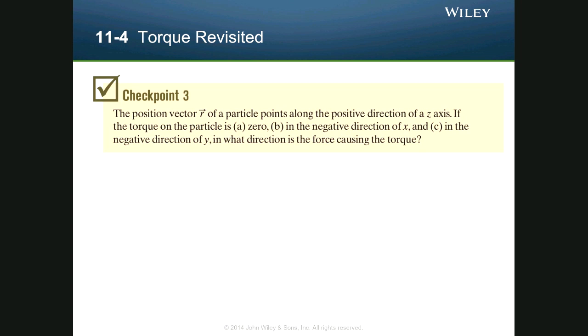All right, so R is equal to R k hat. All right, so now we have torques. So for A, the torque is going to be 0. For B, it's going to be in the minus i hat direction. And in C, it's going to be in the negative j hat direction. Okay? So we can see that.